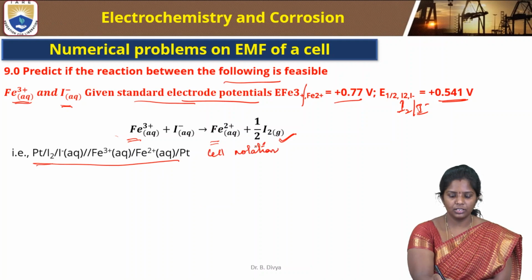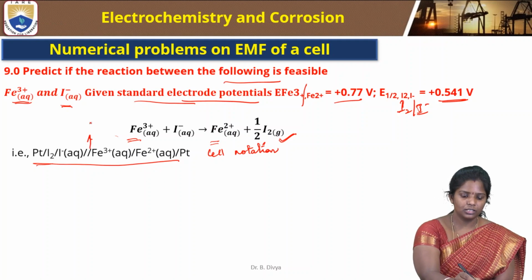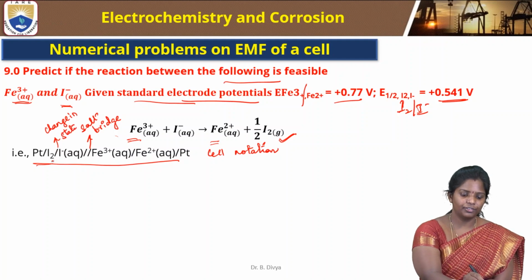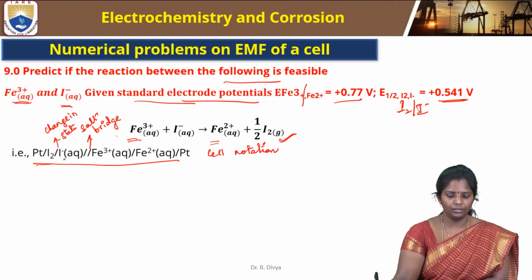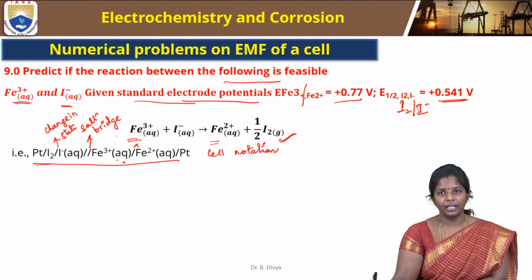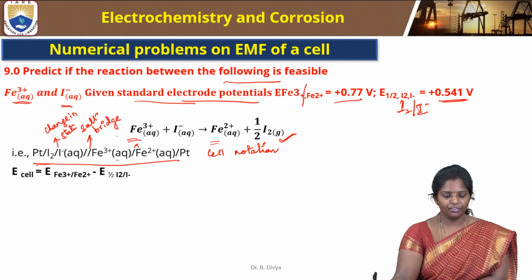So now this is the overall cell notation. This is the salt bridge that is present between both the cells, and this is the change in state, like from gas it is forming ions in aqueous media. Similarly in this case also, both are in aqueous media only, and platinum is the electrode. So now we will find the cell potential for that particular cell.